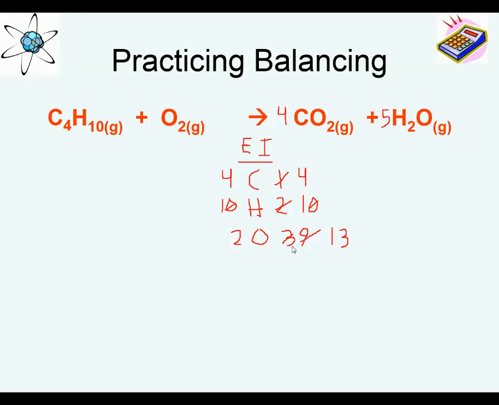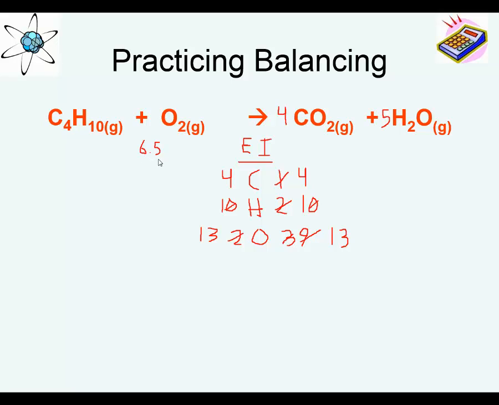Now I saved oxygen for last because oxygen is a little bit tricky here. My oxygens are occurring on the reactant side in packets of 2 because it's a diatomic element. It's one of the 7 diatomic elements I should have memorized. And if I want 13, well, gee, that's going to be kind of challenging. I could write 6.5 if I wanted to. If I write 6.5, I would have 13 oxygen atoms. But I should feel very uncomfortable about that because that would indicate half of a molecule. I can't have half of a molecule in my balanced equation. So I can't leave this as 6.5.